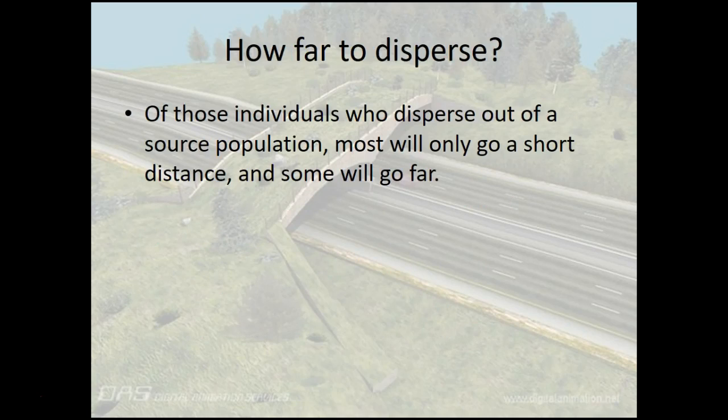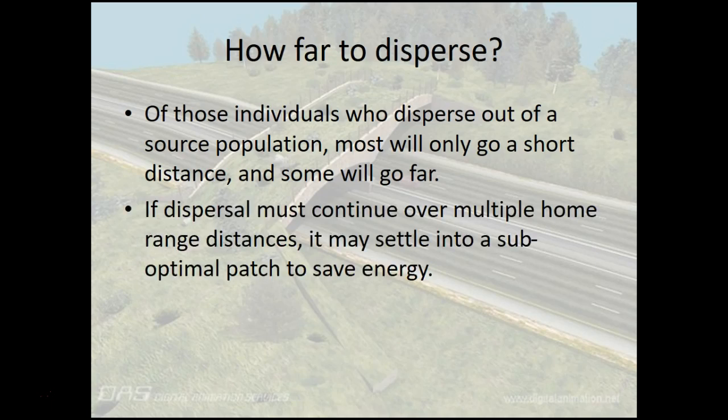So how far do animals disperse? Well, of the individuals who disperse out of the source population, most of them will only go a short distance, but some can and will go quite far. I'm going to show you some examples here in a minute. If dispersal must continue over multiple home range distances, the animal may give up and settle into a suboptimal patch to save energy, or they may have run out of energy. So this is where that home range size can be a guide to how far that animal might disperse.